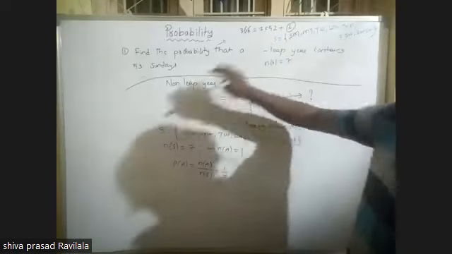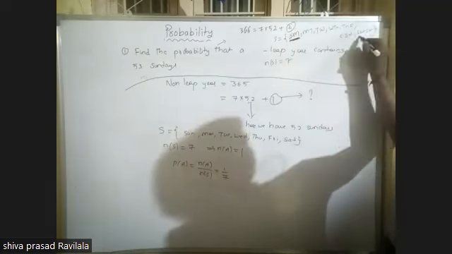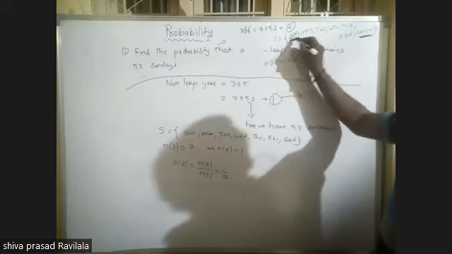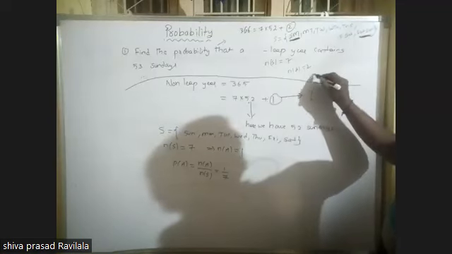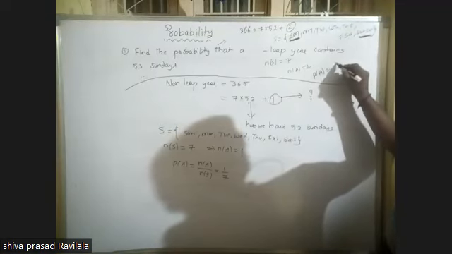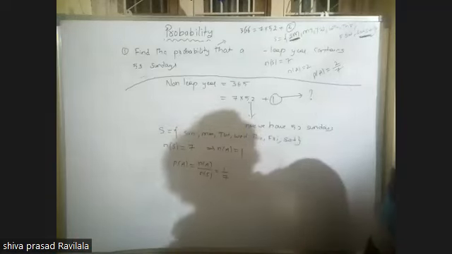And observe here, 53 Sundays. Here, Sunday Monday. Here, Saturday Sunday. Sunday Monday, Saturday Sunday. Therefore, your answer N of A is equal to 2. And finally, your answer P of A is equal to 2 by 7.